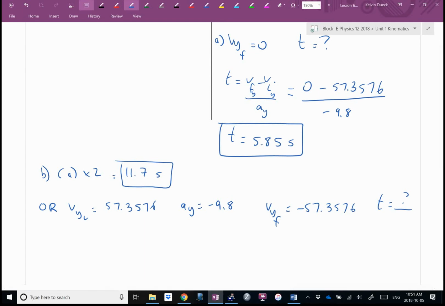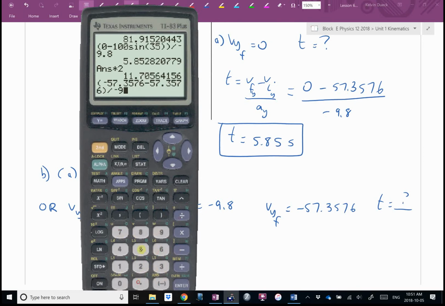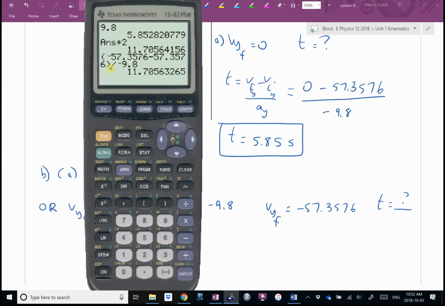Why would I find something and then use that to find something when I can get there in one fell swoop? If you want, and by the way, then it would be this equation here again, Darwin, exactly, except without a zero there. For those of you who are interested, negative 57.3576 minus 57.3576 divided by negative 9.8, and I'll also get 11.7 seconds. Almost bang on, certainly the first six sig figs match, only here does it get a little weird. And the reason it got a little weird, I could have done it with the sine function. It would have been bang on, but I used the rounded off value. Cool.